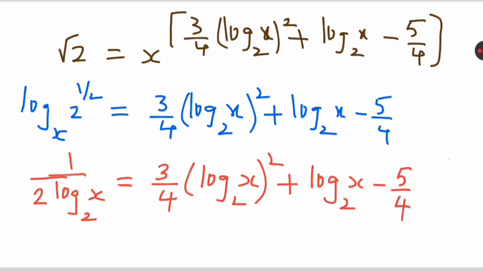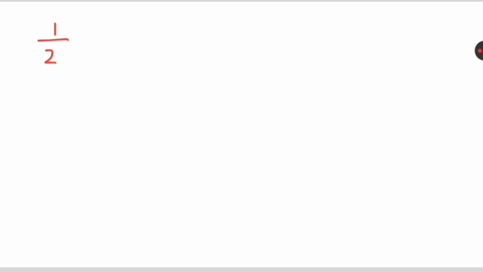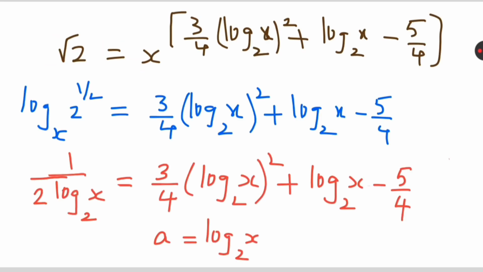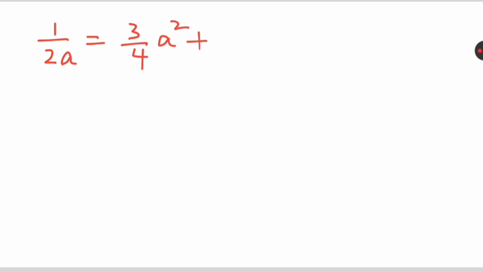Now in the left hand side we have log x with base 2 and the right hand side also we have log x with base 2. All the terms are in the form of log x with base 2. Writing log x with base 2 each and every time is very difficult. That's why let us consider a variable a as log x with base 2. Then this expression turns into 1 over 2a, that is equal to 3/4 (log x with base 2) whole square, that is a power 2, plus a minus 5/4.